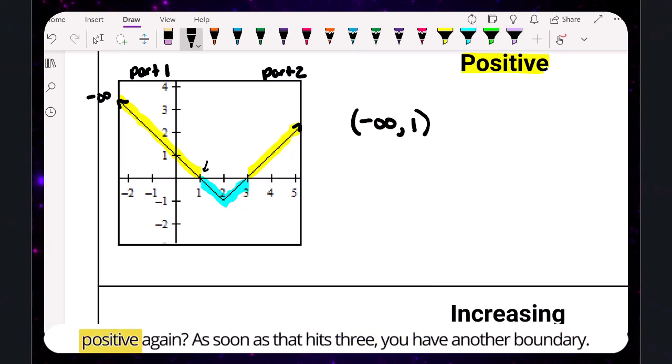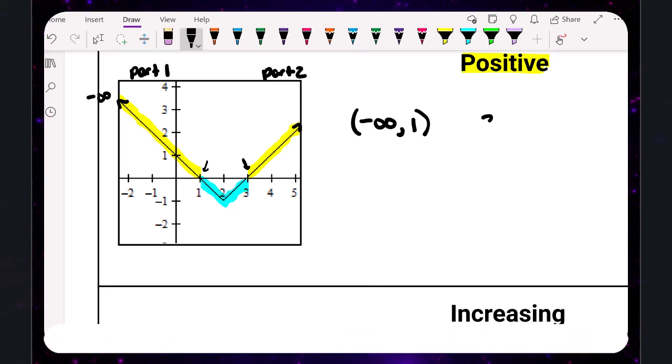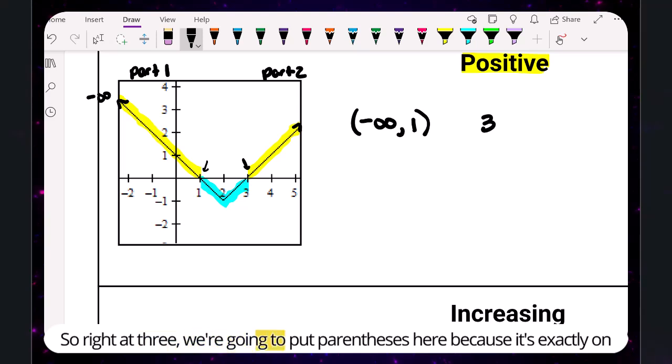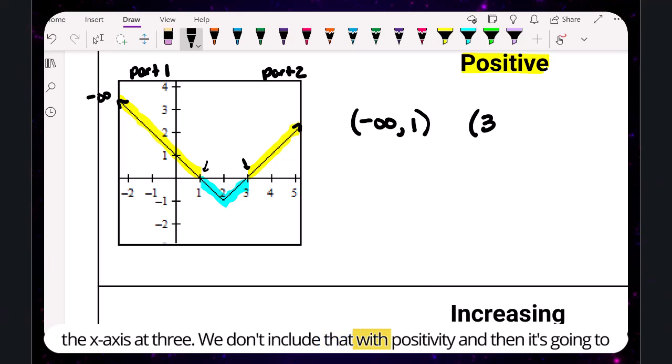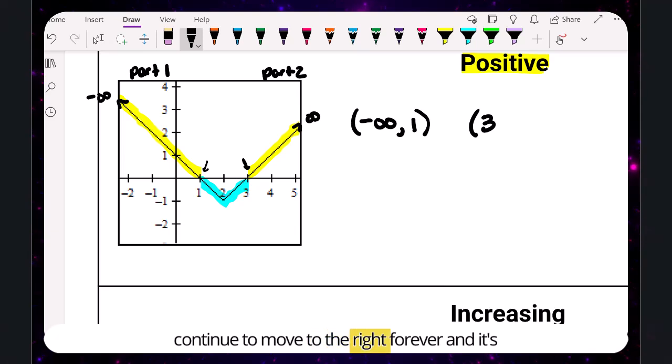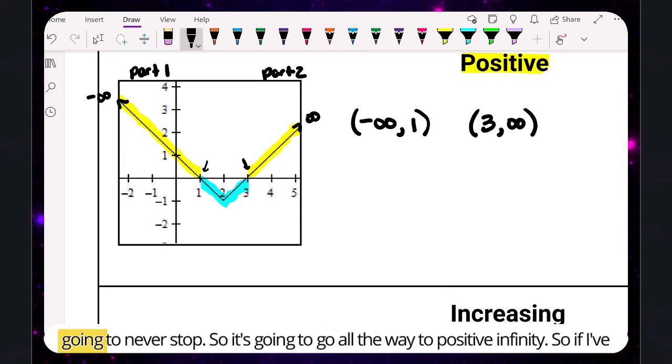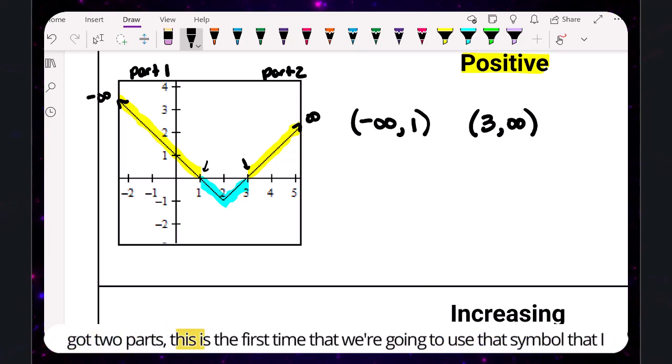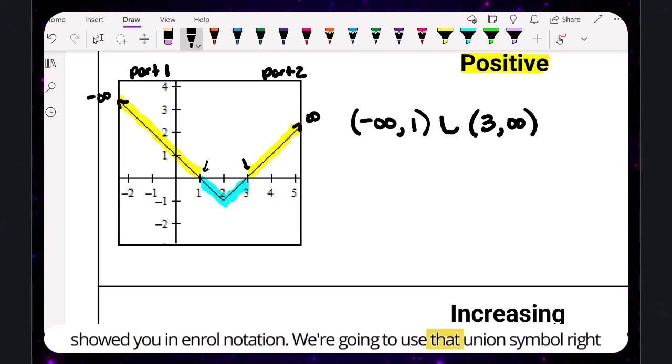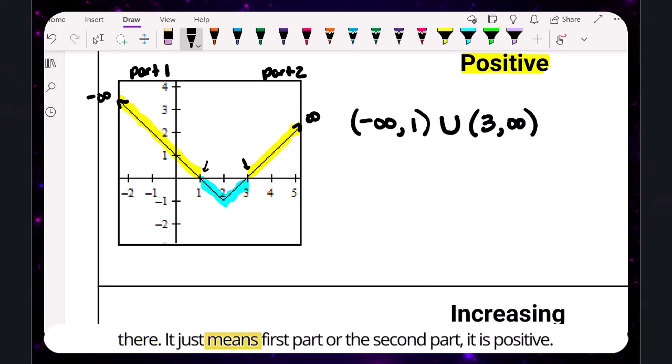So when does it start being positive again? As soon as that hits 3, you have another boundary. So right at 3, we're going to put parentheses here because it's exactly on the axis at 3. We don't include that with positivity. And then it's going to continue to move to the right forever, and it's going to never stop. So it's going to go all the way to positive infinity. So if I've got two parts, this is the first time that we're going to use that symbol that I showed you in interval notation. We're going to use that union symbol right there. It just means first part or the second part, it is positive.